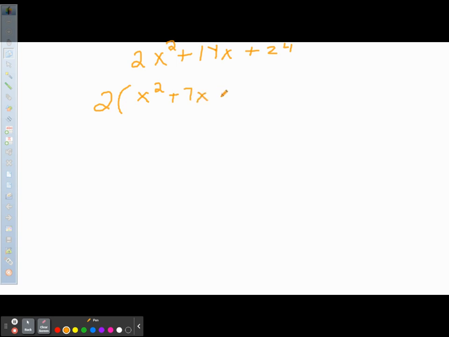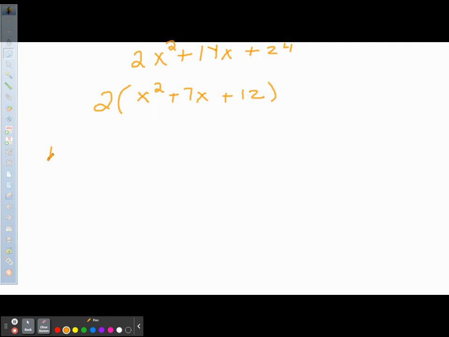Alright, let's try the next one. 2x squared plus 14x plus 24. Brayden, could I divide all 3 of these by 2? Yeah, I can divide them all by 2, so let's factor out a 2. Alright, so if I divide each of these by 2, Hayden, what would I get? X squared plus 7x plus 12. Hunter, do you agree with that?